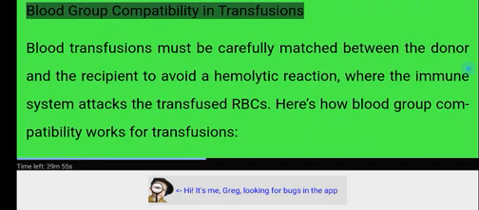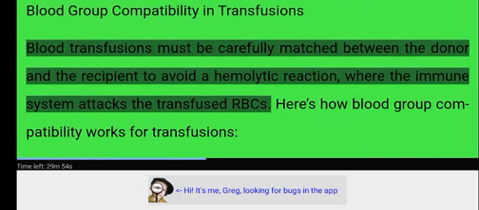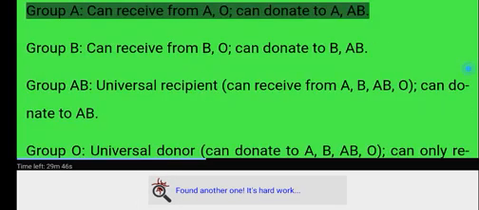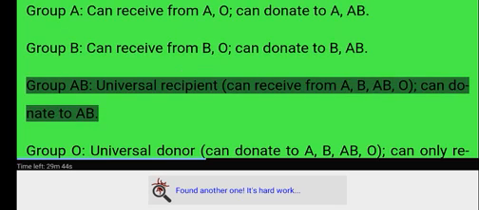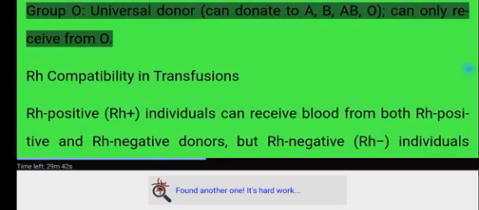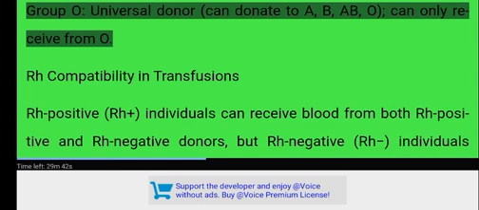Blood group compatibility in transfusions. Blood transfusions must be carefully matched between the donor and the recipient to avoid a hemolytic reaction, where the immune system attacks the transfused RBCs. Here's how blood group compatibility works for transfusions. Group A can receive from A, O, can donate to A, AB. Group B can receive from B, O, can donate to B, AB. Group AB, universal recipient, can receive from A, B, AB, O, can donate to AB. Group O, universal donor, can donate to A, B, AB, O, can only receive from O.